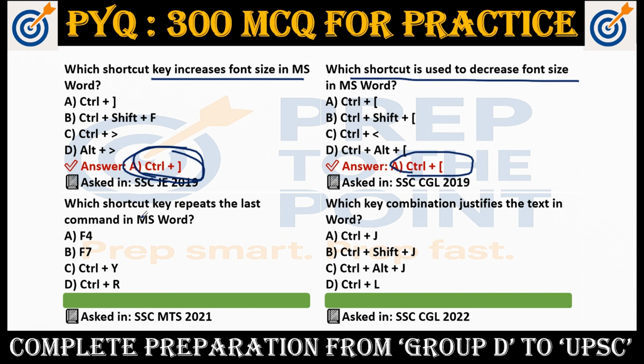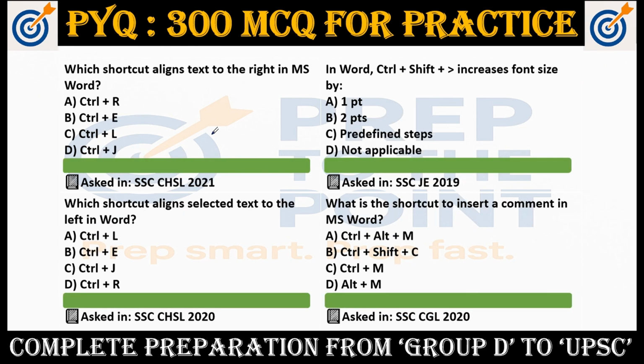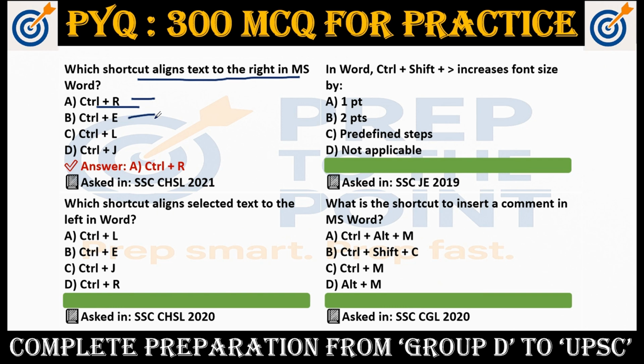Which shortcut key repeats the last command in MS Word? F4. F4 repeats the last command in MS Word. Which key combination justifies the text in Word? It's Control J, justify. Control J for justify. Which shortcut aligns text to the right in MS Word? It's Control R. Control R for right, Control E for center, Control L for left and Control J for justify.